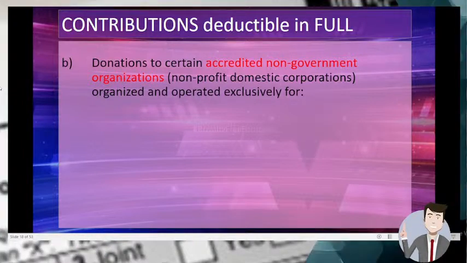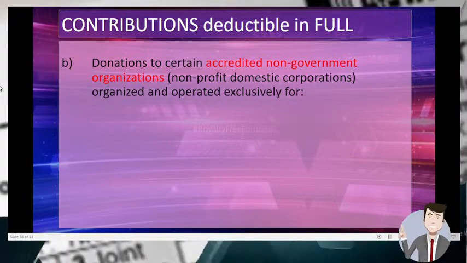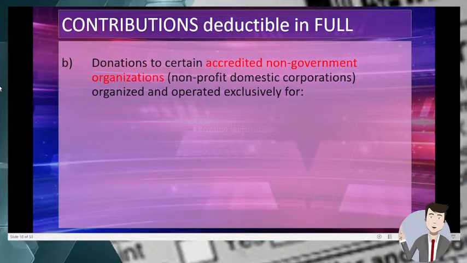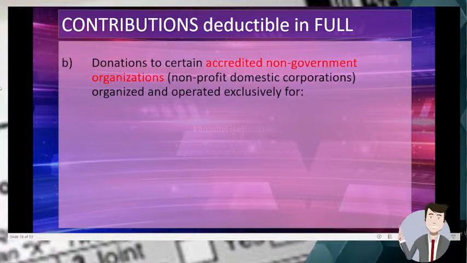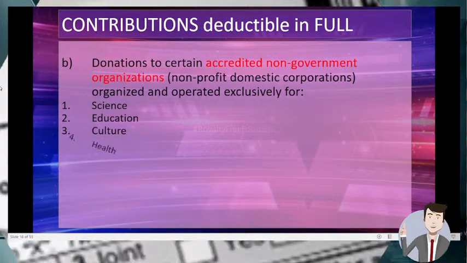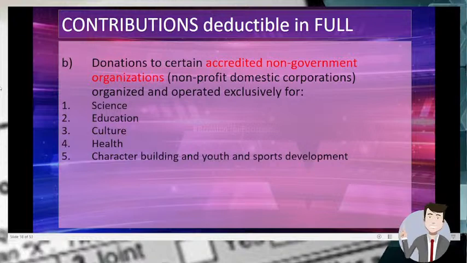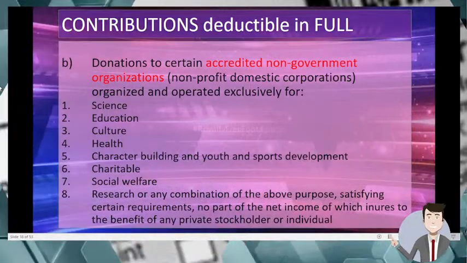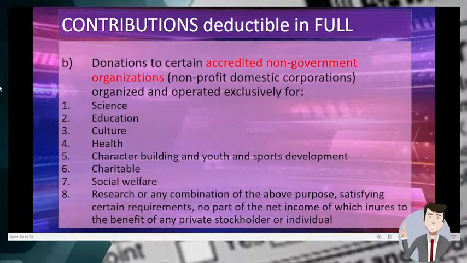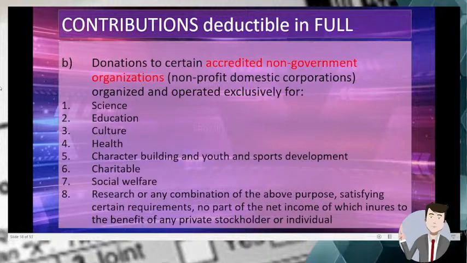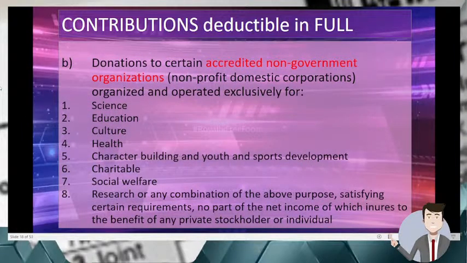So in short, guys, the NGO or non-profit domestic corporation has a single purpose for its organization, which is for the following: science, education, culture, health, character building in youth and sports development, charitable, social welfare, and research, or any combination of the above purposes, satisfying certain requirements, no part of the net income of which inures to the benefit of a private stockholder or individual. Take note, guys, that no part of the net income.